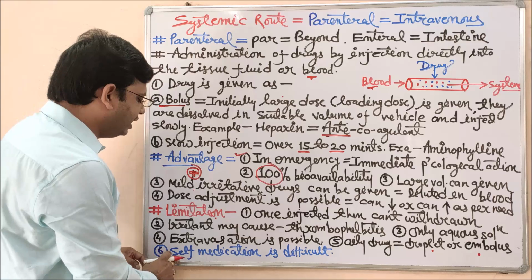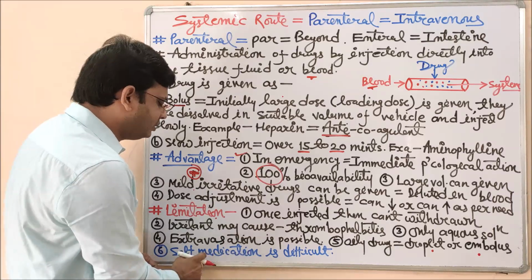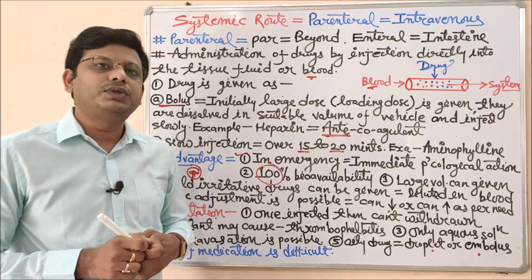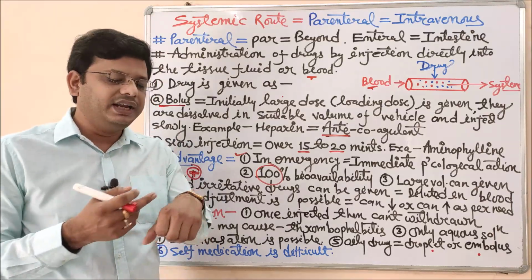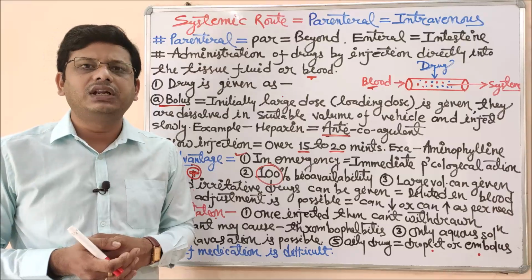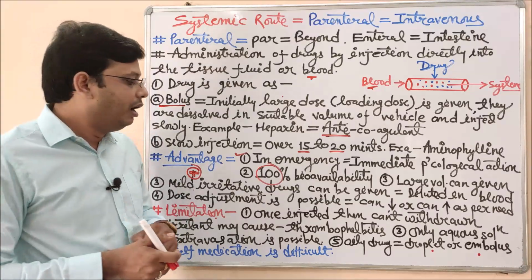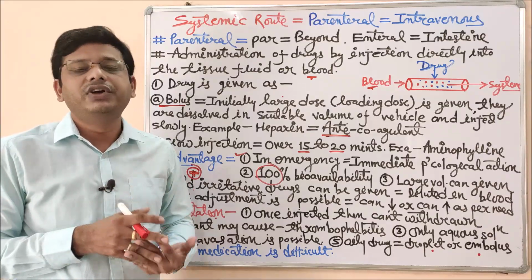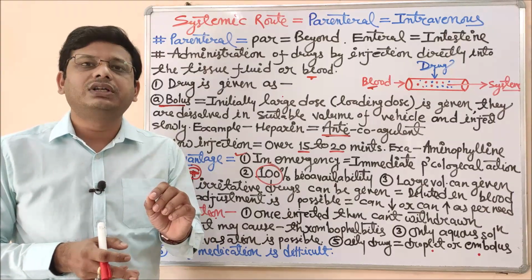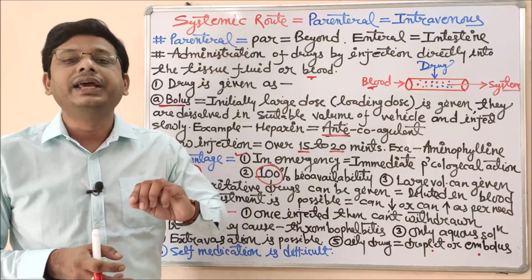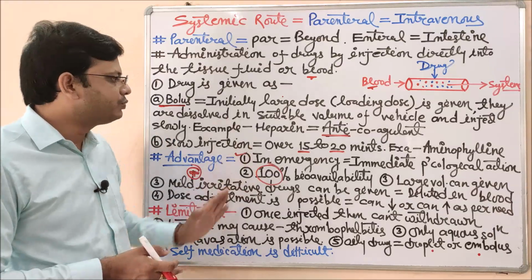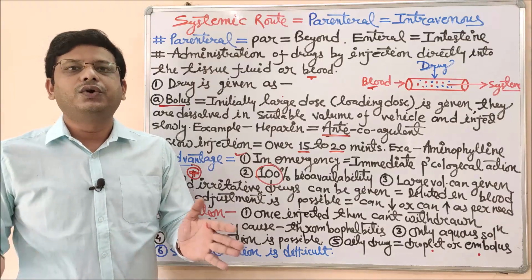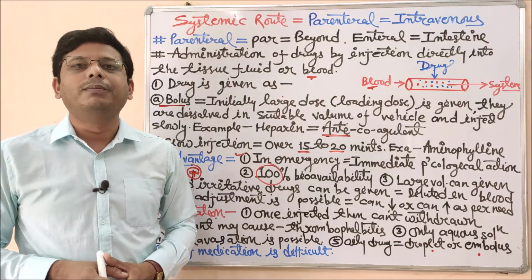The last one: self-medication or self-administration is very difficult. Sometimes it is not possible. In case of subcutaneous injection like insulin, you can give it yourself. In case of intramuscular, you may be able to give it yourself. But in case of IV, it is a little bit difficult. So this is not a convenient route if the person wants to administer the drug by himself or herself. So friends, this was a basic and small introduction regarding the parenteral route of drug administration, or we can say the intravenous route of drug administration.